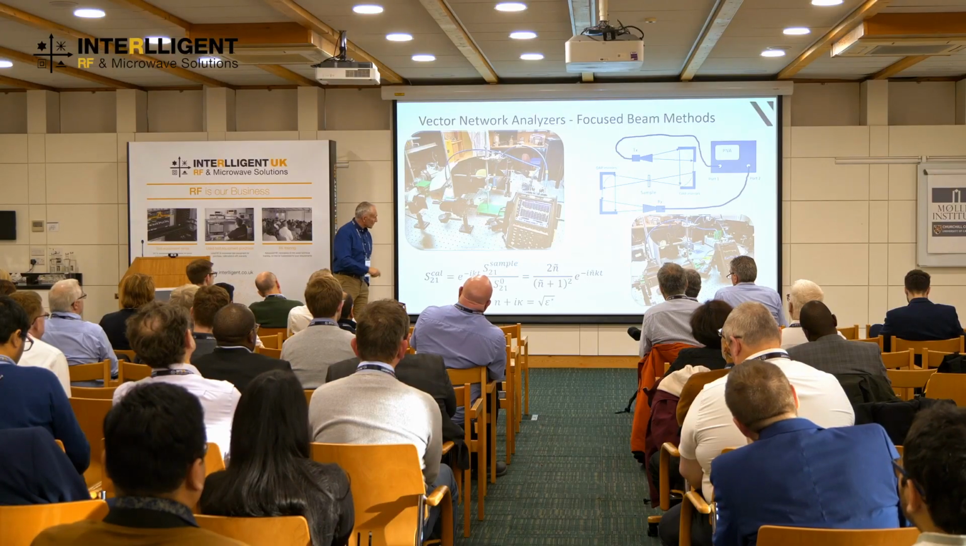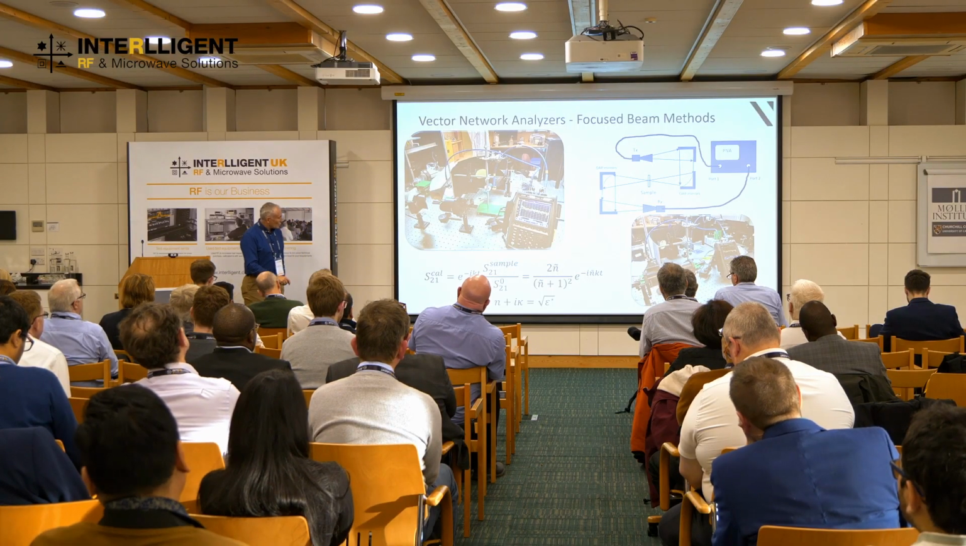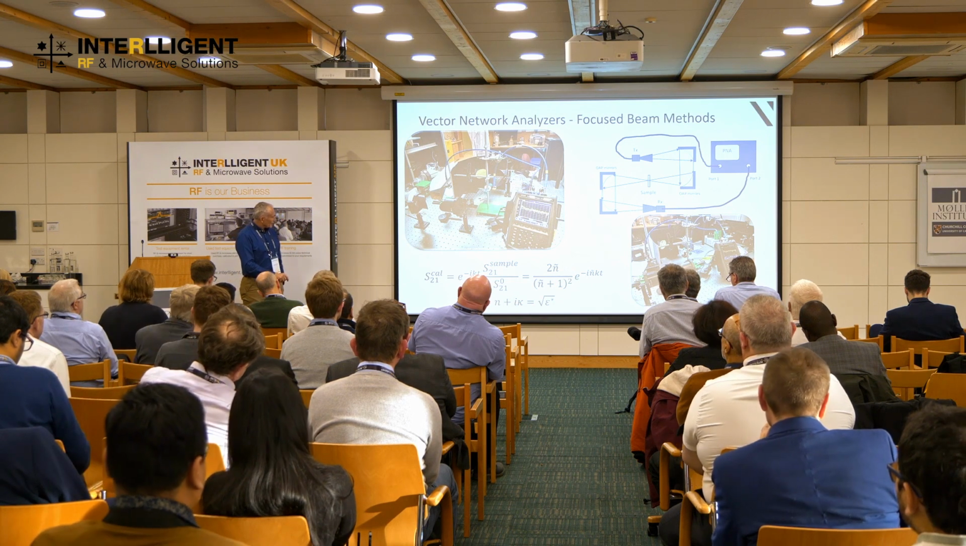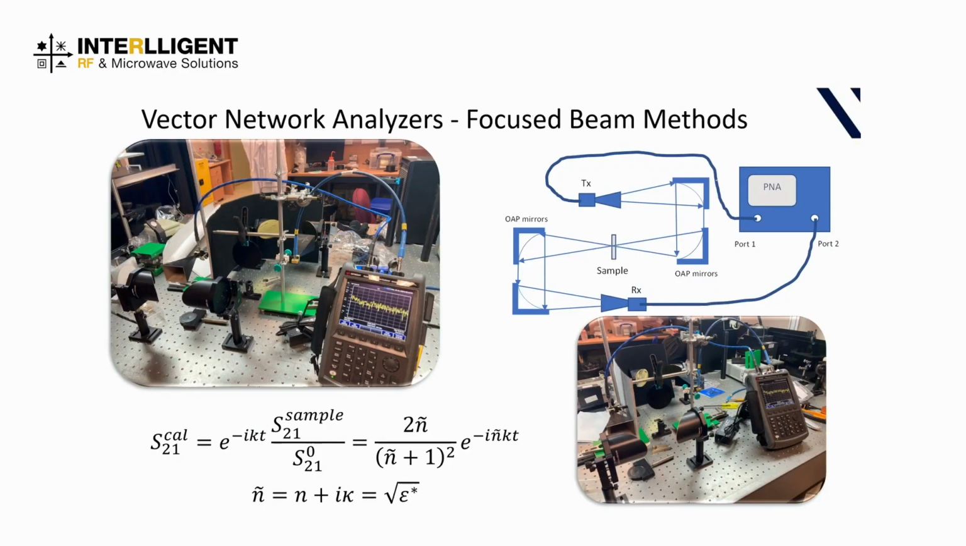So you do this, you pass it through, and what you have here is that the calculated transmission coefficient that you get is really the ratio between the transmission coefficient of your sample, the transmission coefficient with no sample, and a factor to account for the thickness of your sample as well.